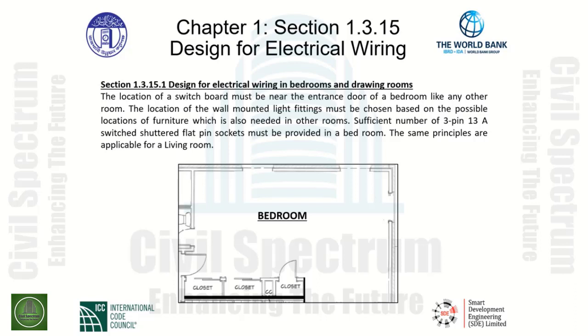This section gives us specific requirements regarding bedrooms, drawing rooms, and living rooms. As we can see, we have a drawing of a bedroom below. The designer would need to place receptacles and lighting accordingly in the bedroom for the function of people that utilize the bedroom. We will look at a further design analysis on the next slide.